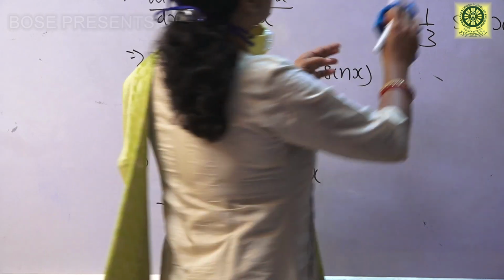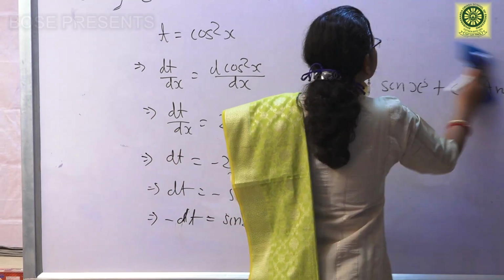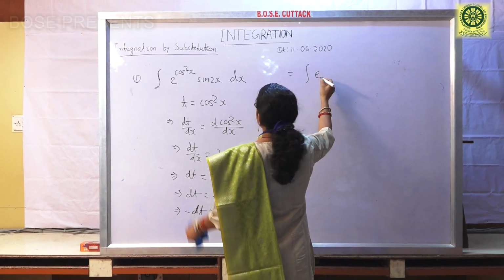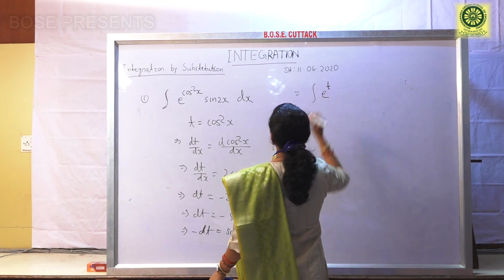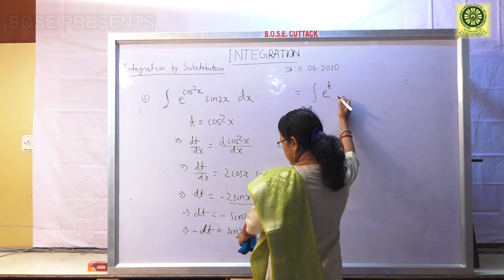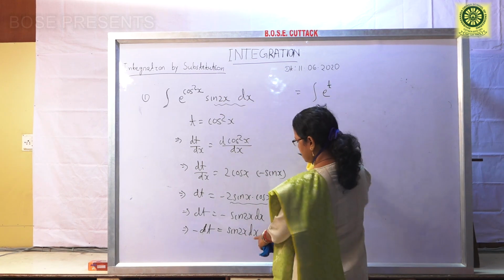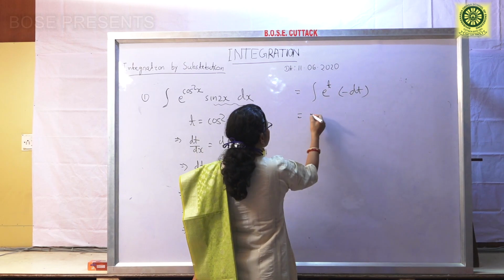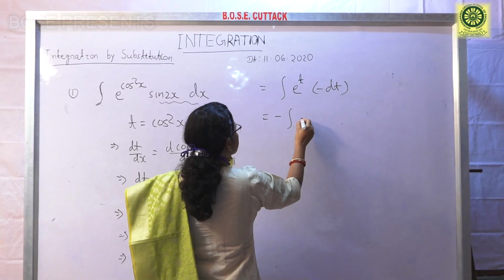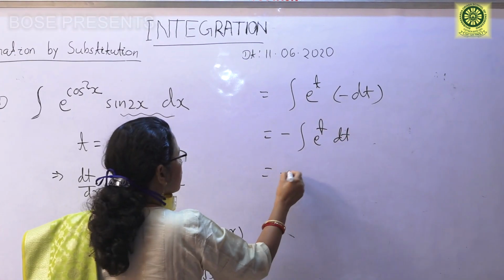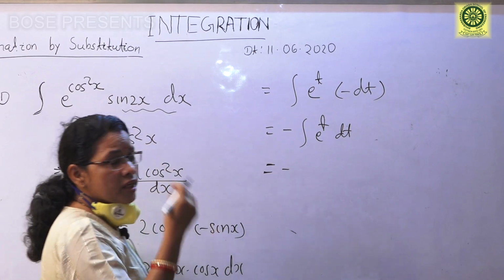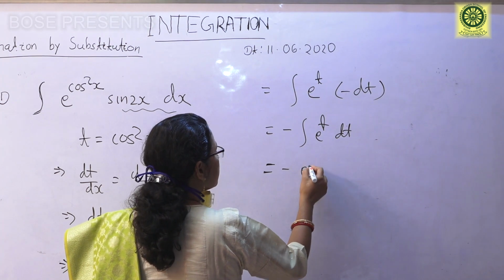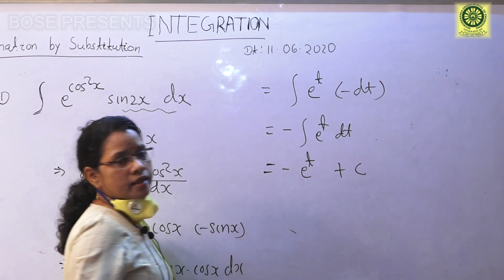So by using this substitution, our integral becomes e to the power cos square x, where cos square x is replaced by t, and your sin 2x dx can be replaced by minus dt. Okay, that will be equal to minus e to the power t dt. Then just using the simple integration formula for e to the power t, we have the integral of e to the power t is e to the power t plus integrating constant c.